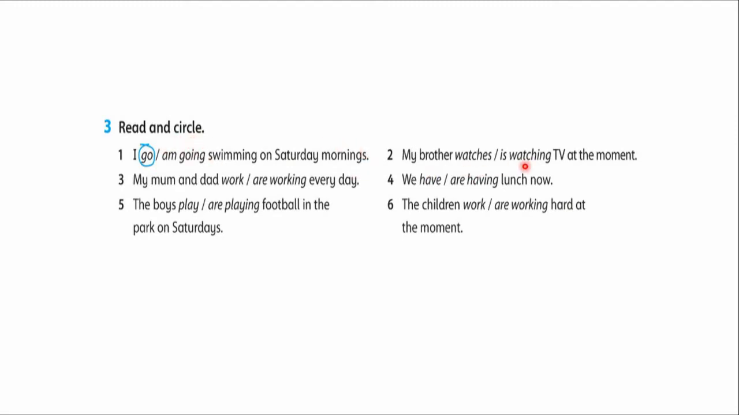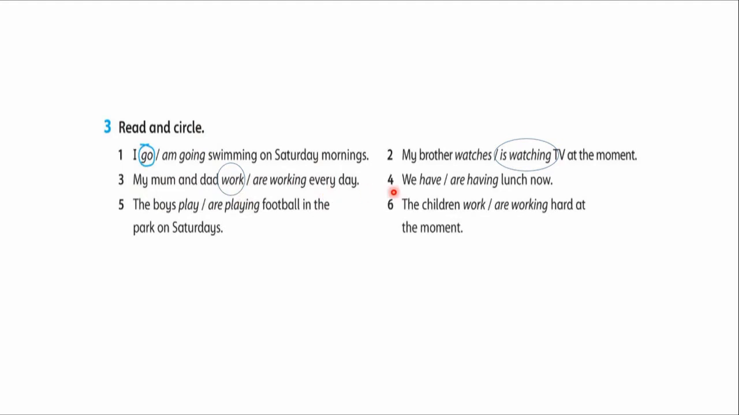Number one, I go, am going swimming on Saturday mornings. The correct answer is go. Number two, my brother is watching TV at the moment. The correct answer is watching. Number three, my mom and dad work, are working every day. The correct answer? My mom and dad work every day.